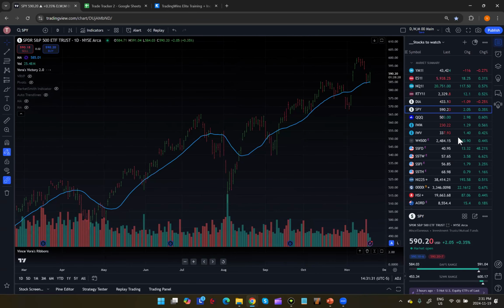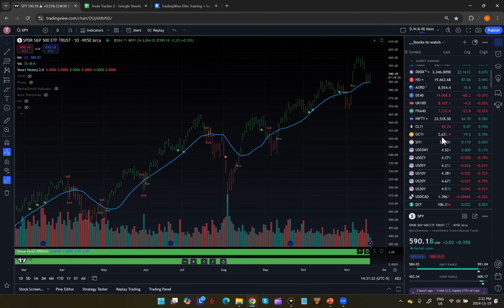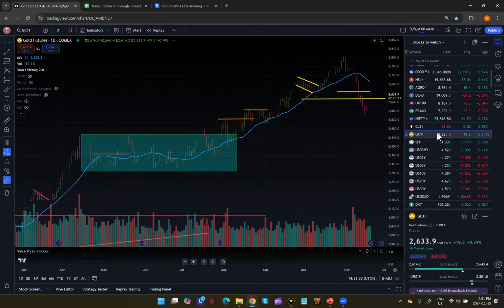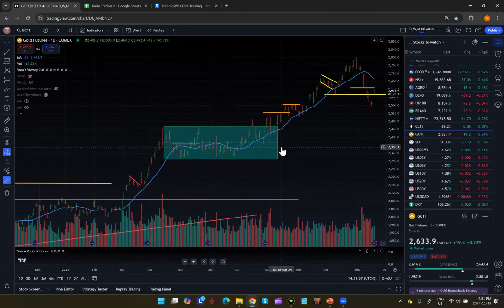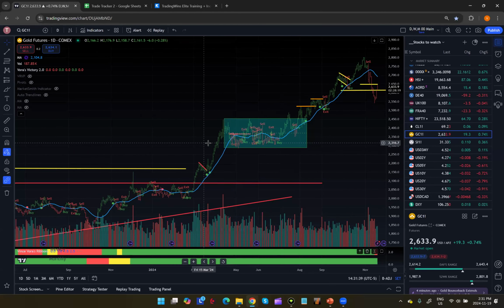Absolutely. Now, as I said, this works on any market, any time frame. Let's look at gold, for example. Here's a classic example with gold. Now, on some charts, you're going to notice a lot of lines, a lot of markings.